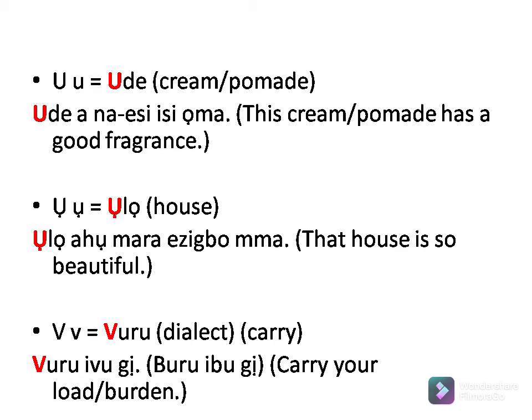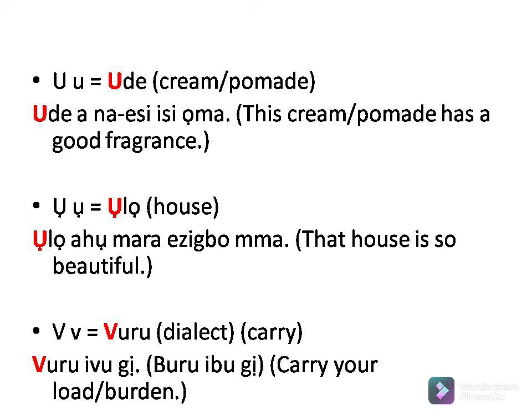The next one is Ụ, and we can find it in a word like ụlọ. Ụlọ means house. And in the sentence we have ụlọ ahụ mara ezigbo mma, which means that house is so beautiful.